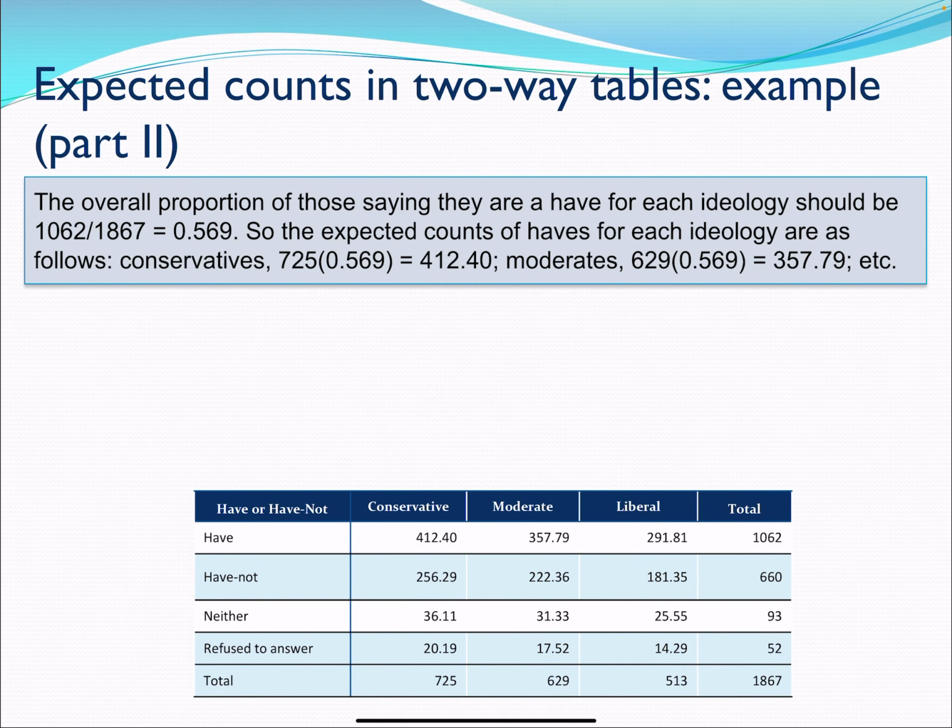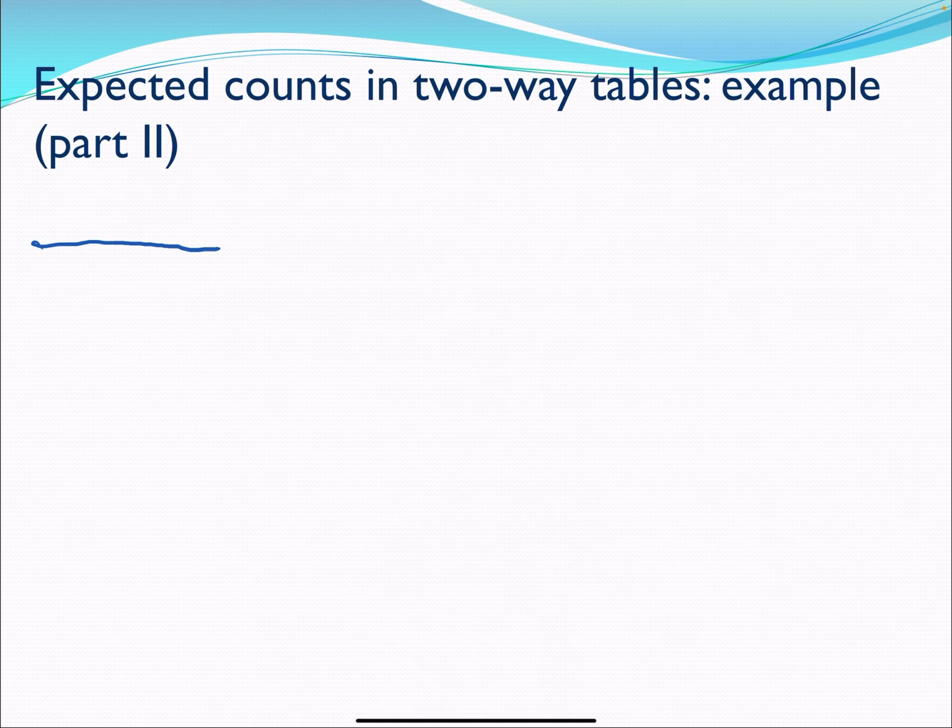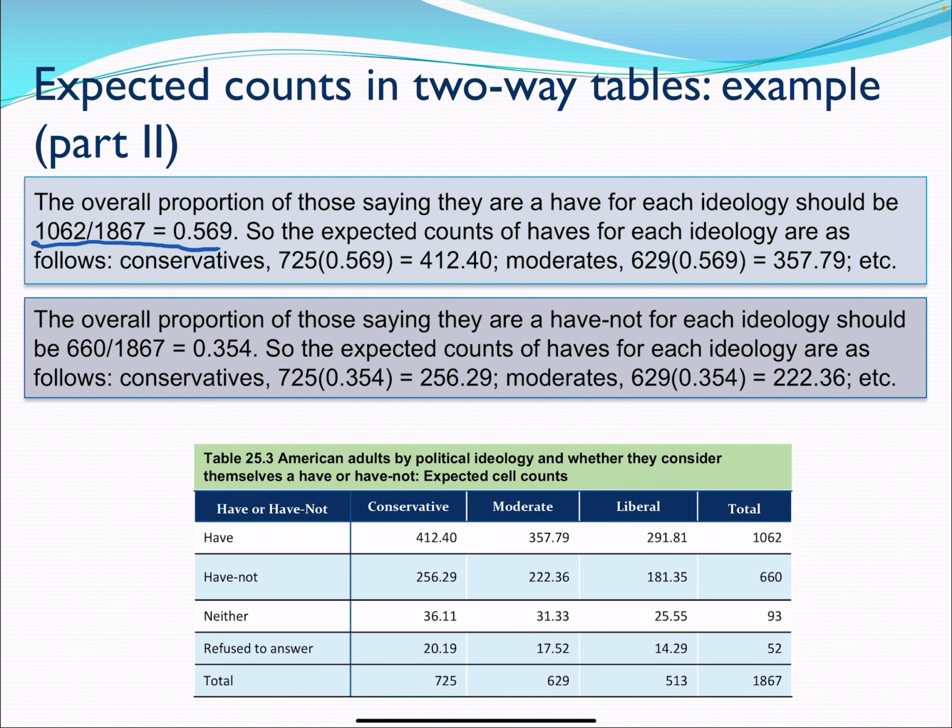Okay, so the overall proportion of those saying they're a have should be 1,062 out of 1,867. There we go. And for those, the expected counts for each ideology are the following. So we'd take 725 times that 0.56 to get 412.4 moderates. Conservatives, and 357.79 moderates.